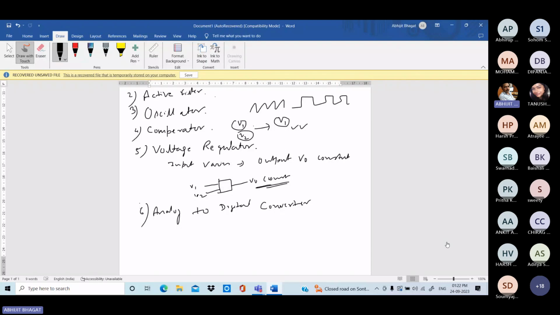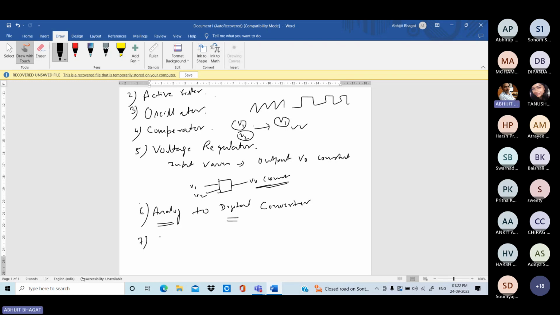Analog to digital converter. This analog to digital converter is also designed with the help of OPAMP. By using this analog to digital converter, an analog signal is converted into an equivalent digital signal. So this type of device is also made by using the OPAMP. Is it okay?